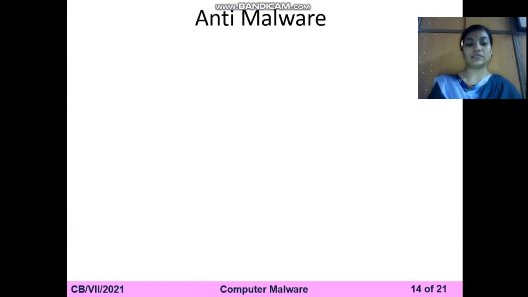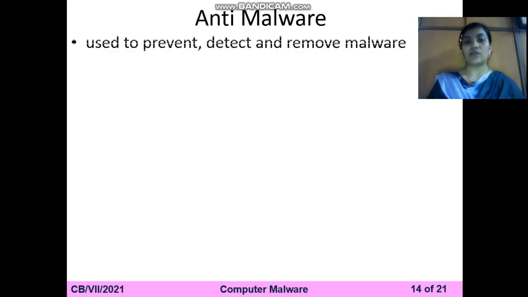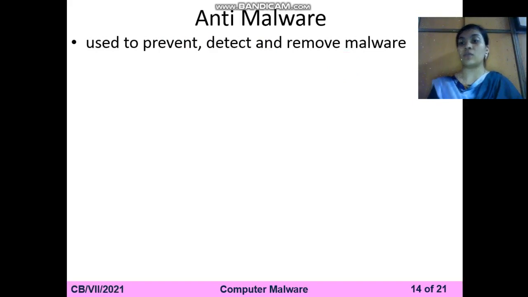That is anti-malware. So what is anti-malware? It is used to prevent, detect and remove malware. When there is malware in your computer and you want to prevent it, you have to use anti-malware. The software that I told you about is called anti-malware. Means the virus is called malware, and the software that prevents that malware is called anti-malware.